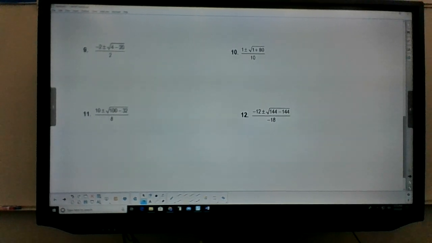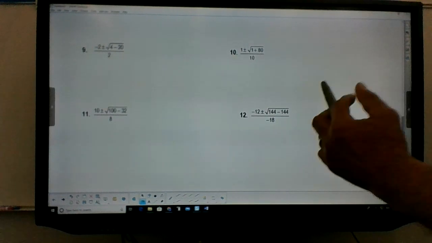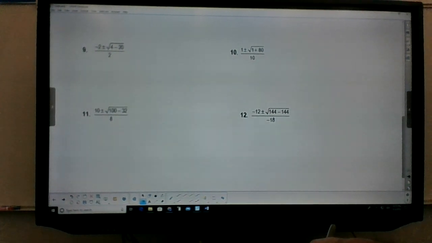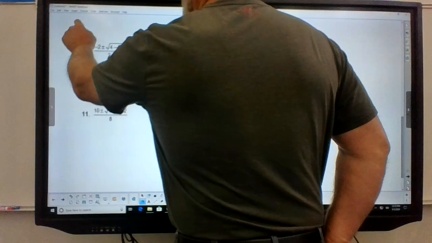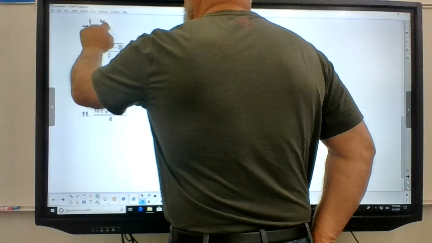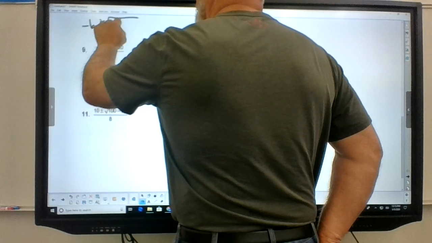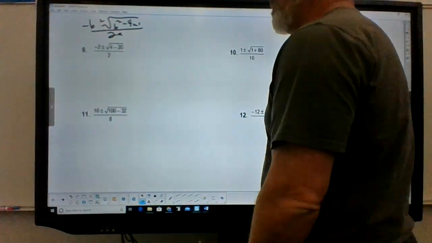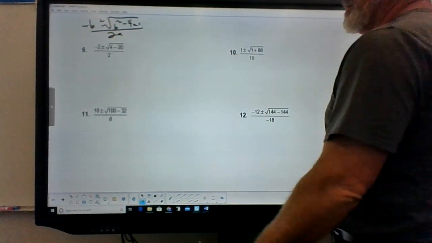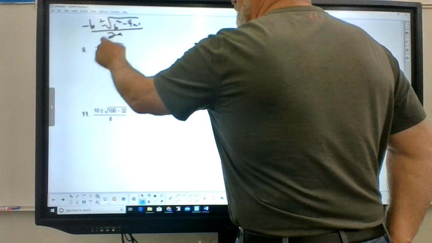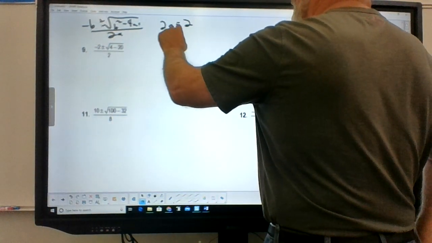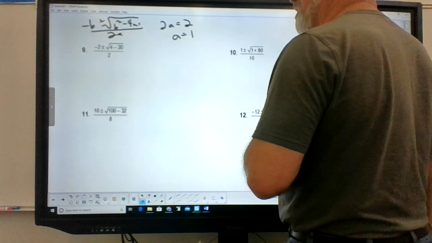So the other thing that we have is that they'll give us the quadratic formula, and then they'll ask us, hey, what's the equation for this? So what you got to understand is you got negative b plus or minus square root of b squared minus 4ac all over 2a. So you can quickly find a by taking this bottom as 2a and setting that equal to the bottom. If I know that 2a equals 2, I know that a is 1.